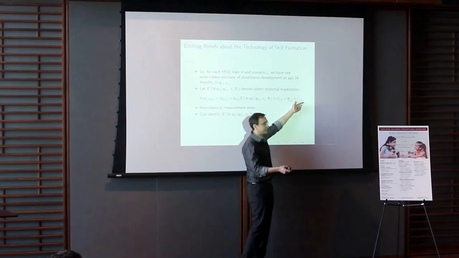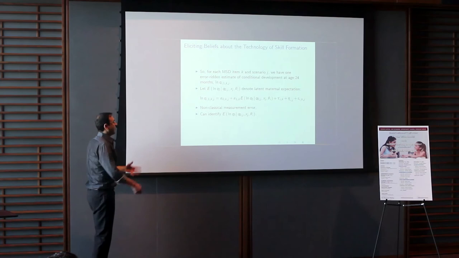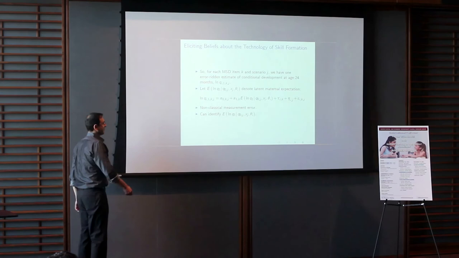And then an idiosyncratic component that is going to be independent across K and J. Okay. So obviously, there is a long literature on this. I'm not going to get into that, but you can identify the distribution of this term. Okay.